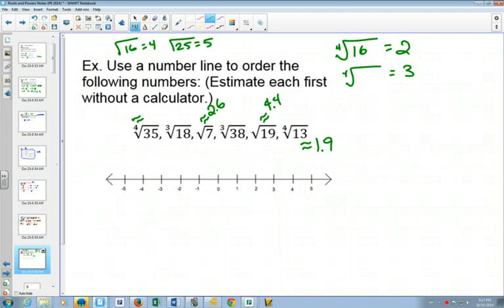Not 27, not 74, not 72. 81. So 35 is between 16 and 81. Do you think it's closer to 2 or closer to 3? 2.